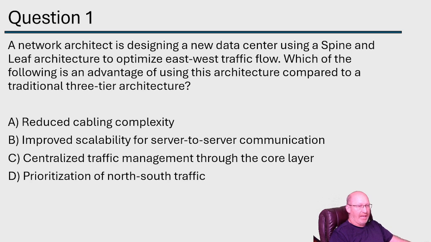That leaves A or B: reduce cabling complexity or improve scalability to server-server communication. Well, we just said that east-west traffic flow is all about server-to-server communication, so that's what we would want to improve. That makes our answer B. There we go, B it is.